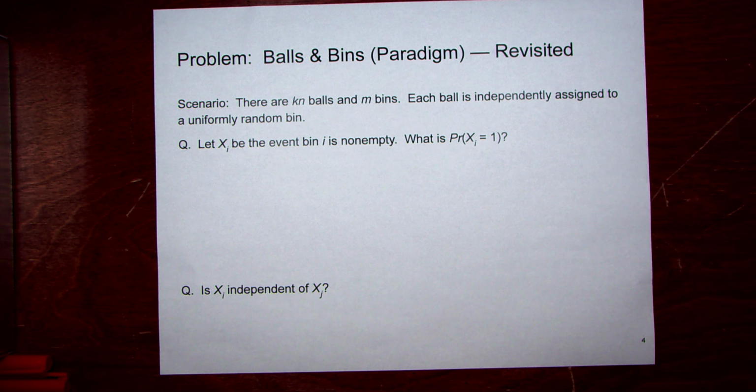Anyway, as I mentioned, this is like a balls and bins problem, so we're going to revisit this a little bit, where there are kn balls and m bins. I'll tie this back into the Bloom filter once we've answered the following question. Let xi be the event that bin i is non-empty. One specific bin. What's the probability that xi is equal to 1? Some of you solved this problem on a recent homework. The way you solve this is by asking the complement question: what's the probability that it's empty? Which is very easy to do, because all the ball droppings are independent, so they multiply.